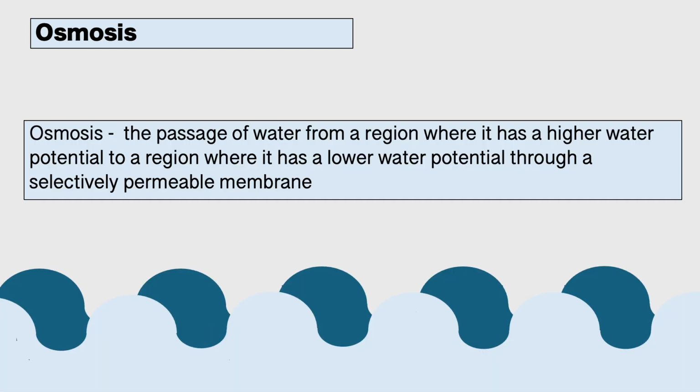Osmosis is the passage of water from a region where it has a higher water potential, so a lower concentration of solute, to a region where it has a lower water potential, so a higher concentration of solute, through a selectively permeable membrane. Let's now look at the effect of osmosis on a plant cell.